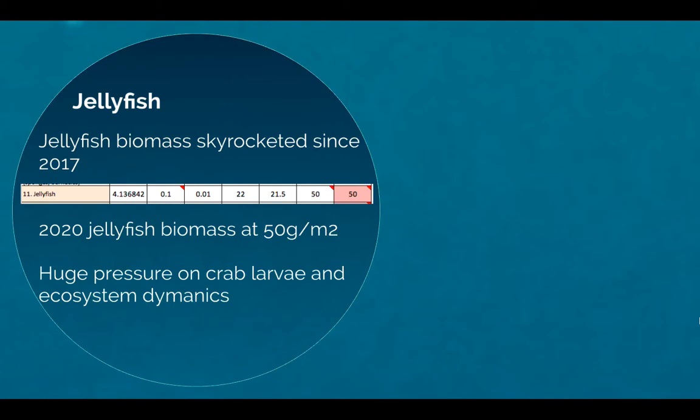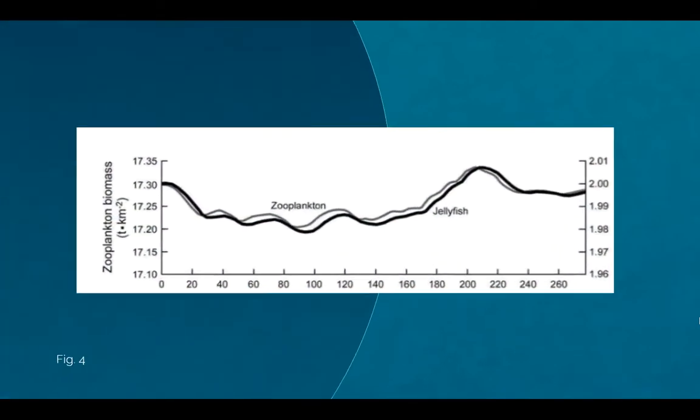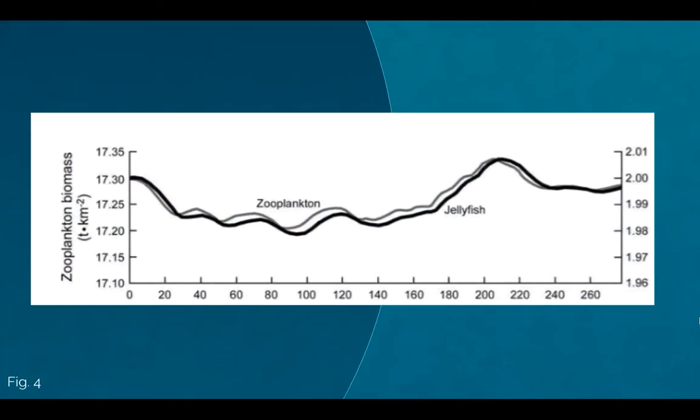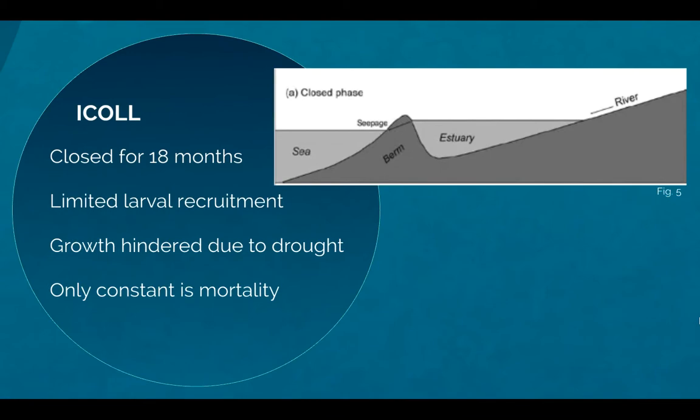A paper done by Pauly in 2009 studied an estuary to outline the direct relationship between jellyfish and phytoplankton abundance, and the trophic cascades jellyfish can cause when present in an ecosystem. But why are there no crabs? Additional to predation and fishing pressure, Smiths Lake has been closed for the past 18 months, so recruitment and growth are limited and mortality is the only remaining constant.